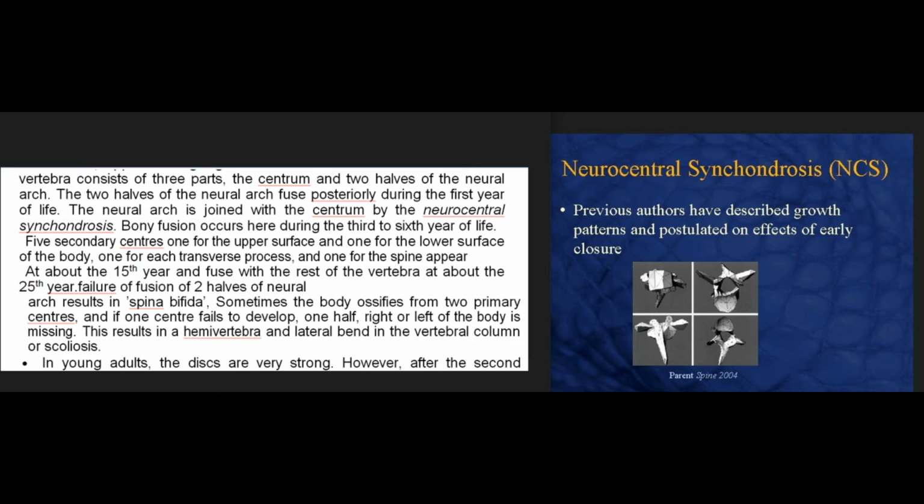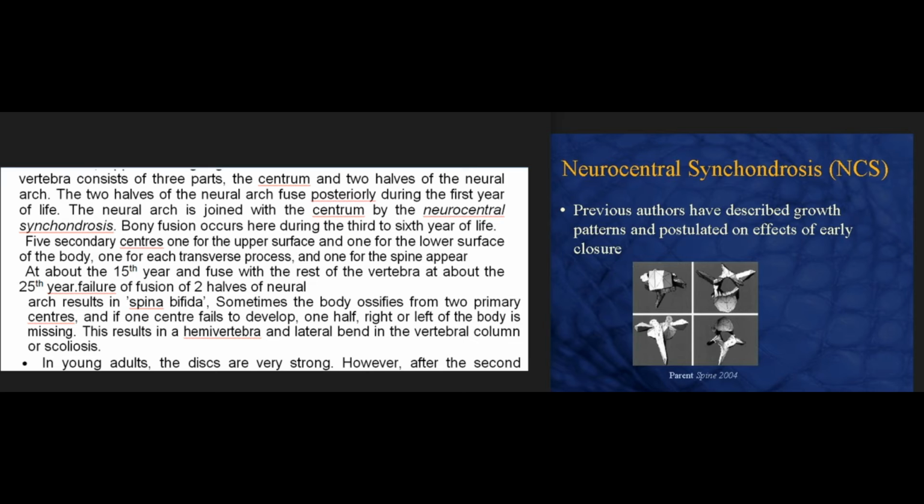The neural arch is joined with the centrum by the neurocentral synchondrosis. Bony fusion occurs here during the 3rd to 6th year of life. 5 secondary centers, one for the upper surface and one for the lower surface of the body, one for each transverse process, and one for the spine, appear at about the 15th year and fuse with the rest of the vertebra at about the 25th year.